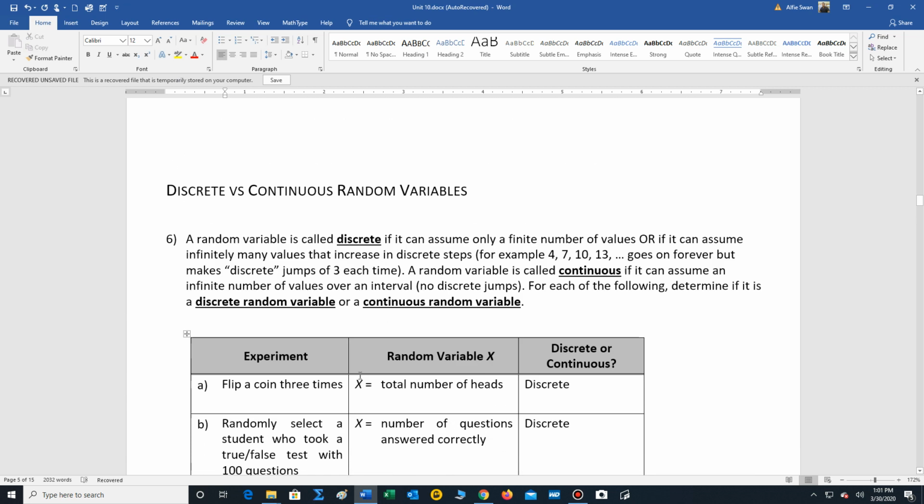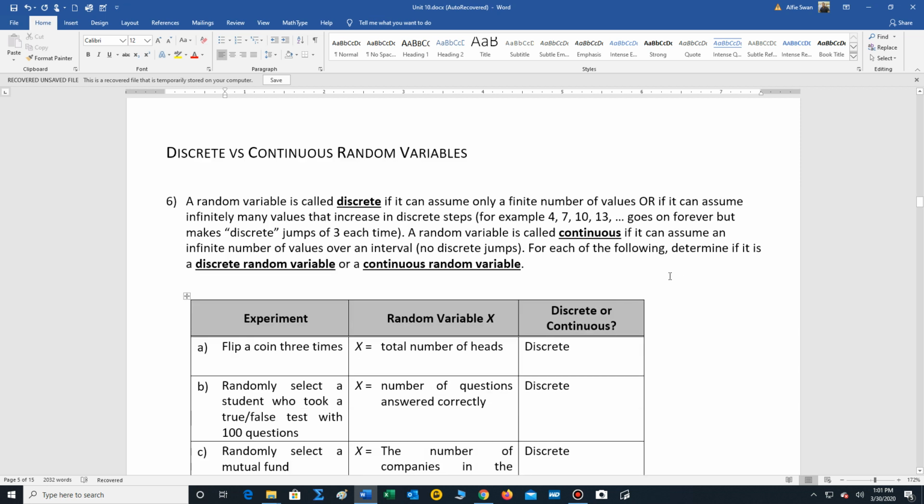And then finally, we look at discrete versus continuous variables. So we say that a variable is discrete if it increases or decreases in discrete increments. So if we have the sequence 4, 7, 10, 13, they're all separated by the number 3. So these are discrete values.